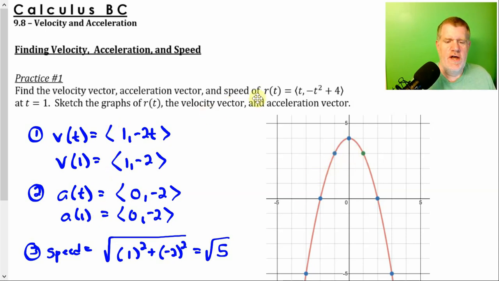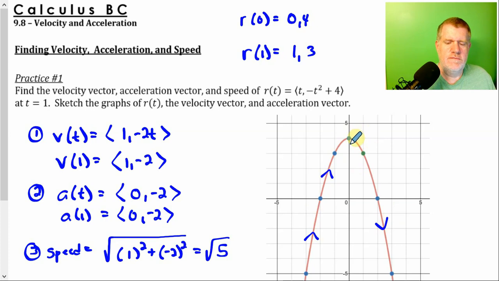We're going to put on this window where I have a nice beautiful graph from Desmos. So that's the graph of r. Now which direction does it go? Well, if you think about it, we know that r of 0 would be (0, 4), and r of 1 would be (1, 3). So we know it has to go this way.